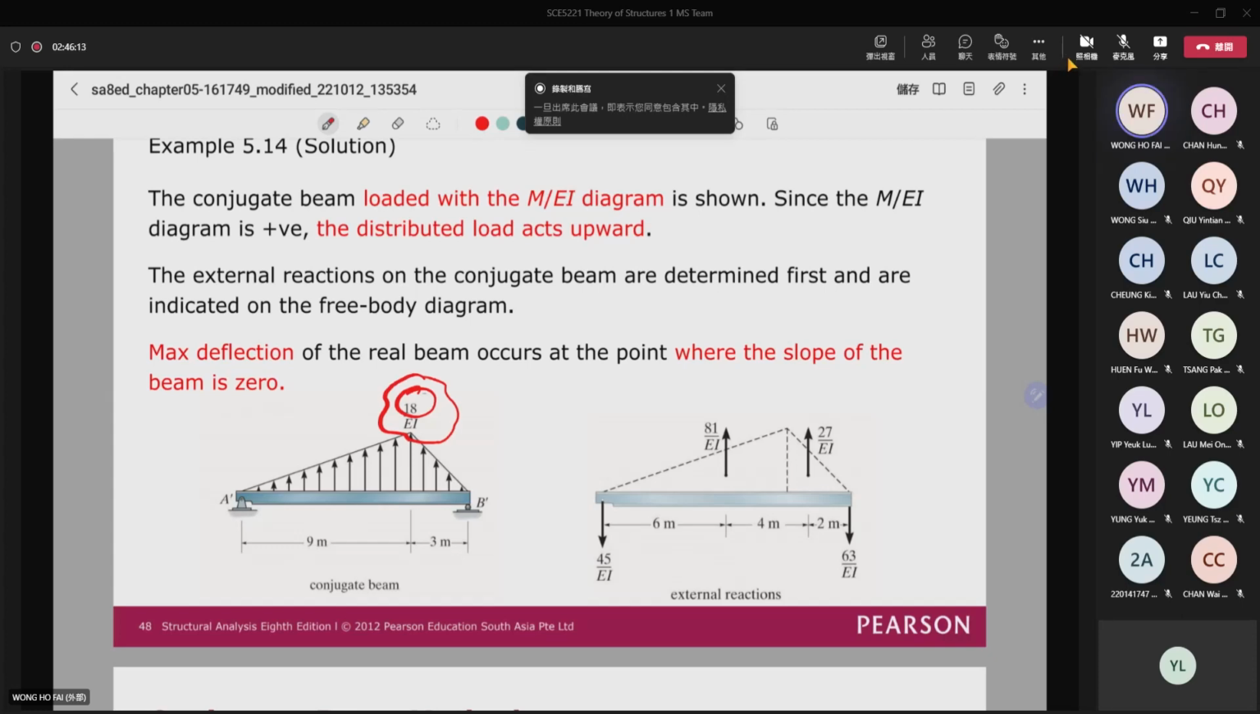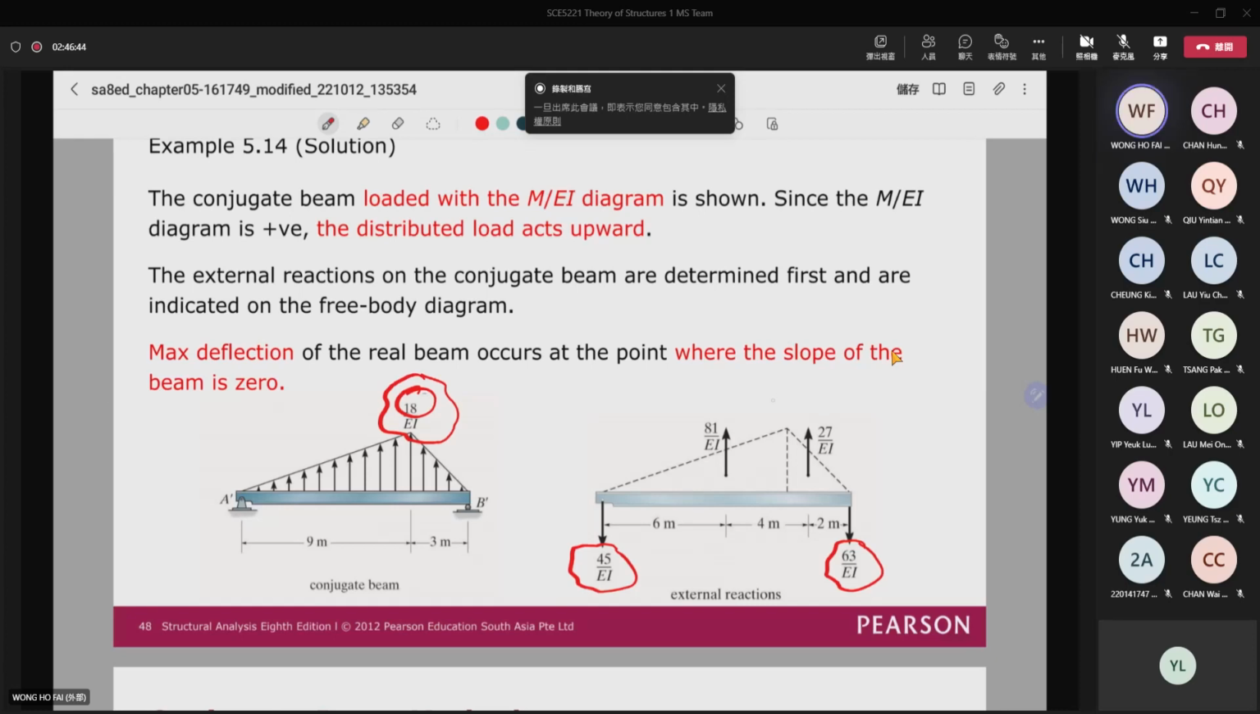If you have the load here, you can solve for the support reaction: it is 45 over EI on the left-hand side, and then it is 63 over EI on the right-hand side. As I mentioned, you need to find the maximum moment for the conjugate beam. That means you need to find the maximum deflection for the real beam. If you want to find the maximum moment, then the shear should be equal to 0.